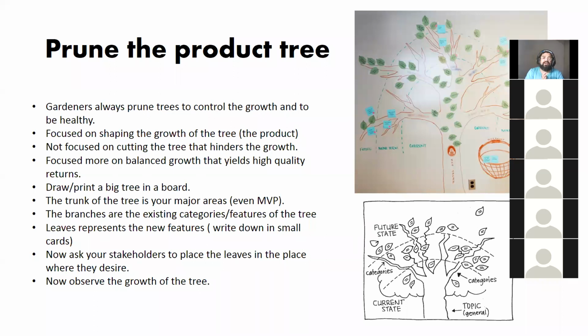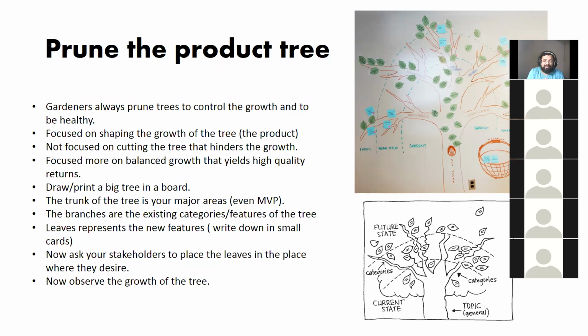Now if you call your stakeholders and say, hey, place your features where you want to keep them, people will place them. But you as a gardener, what do you do? Typically, if you have a garden, what do you do to have good growth? We would usually cut it off. No, we don't cut it off. That is the wrong way. We shape the tree or the plant in a way it can provide better value.